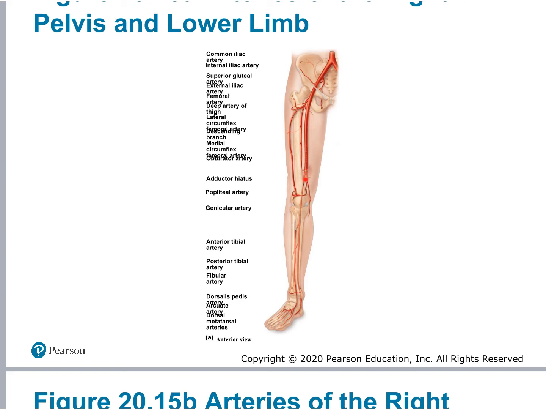And then when we get to the knee, it splits. There's a part that goes behind the knee called the popliteal artery. And then some of it is going to go in front of the tibia called the anterior tibial artery. So the anterior tibial artery goes in front of the tibia, and then it passes through the ankle and becomes the dorsalis pedis artery, which is right here. You should be able to feel a pulse in the dorsalis pedis artery.